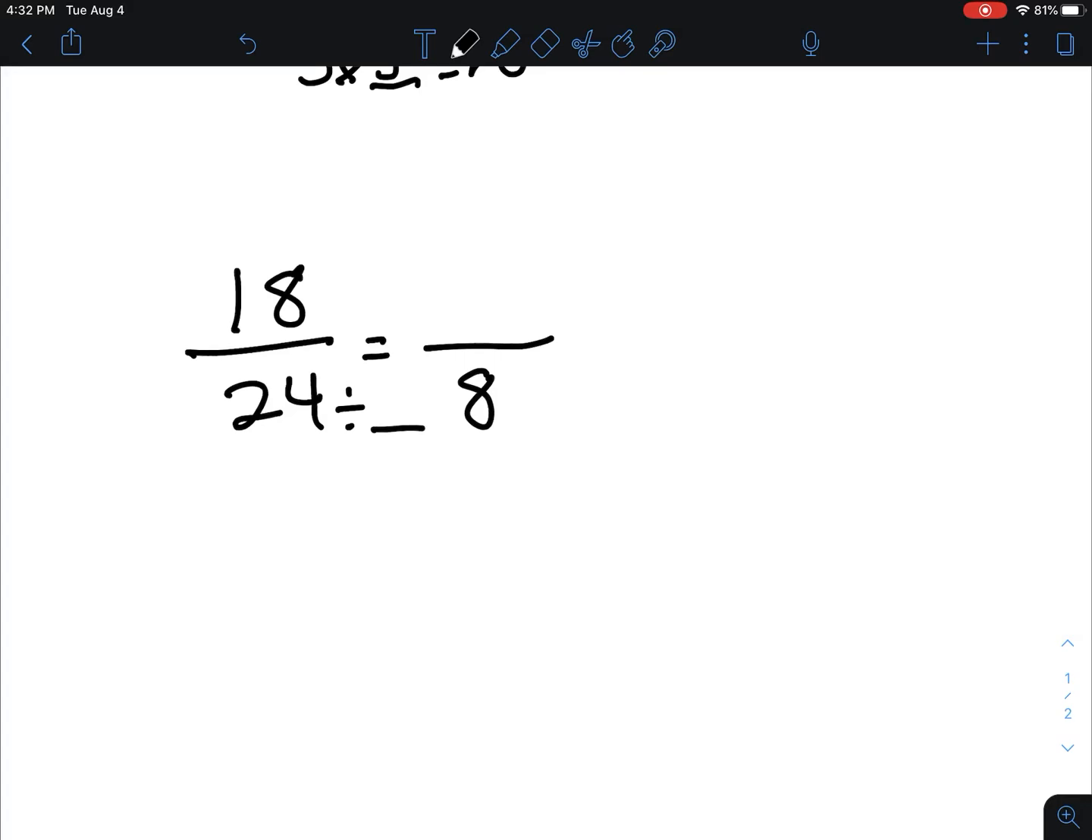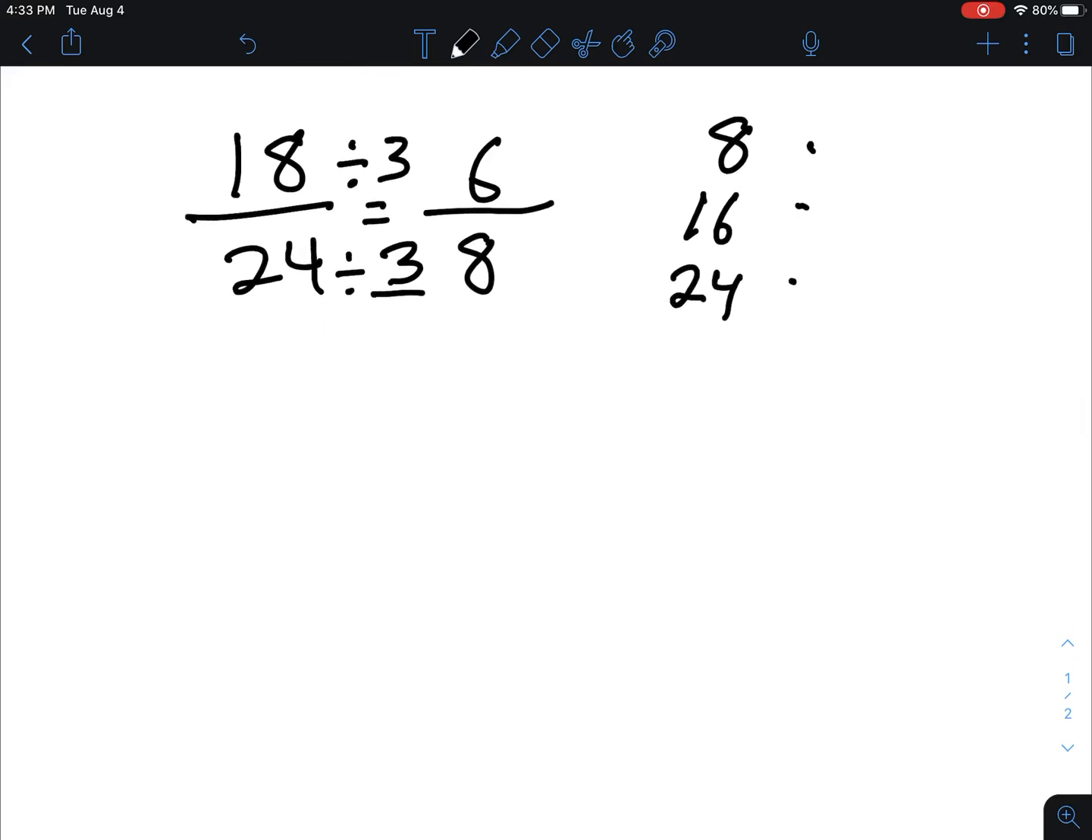I ask myself now, what did I divide 24 by to get 8? The answer is 3. And if you don't know your multiplication or division facts that well, remember you can count by 8s to find that you needed 3 eights to get to 24. So remember the rule, whatever you do to the denominator, you have to do the same thing to the numerator. And so you divide that, and 6/8 is equivalent to 18 over 24.